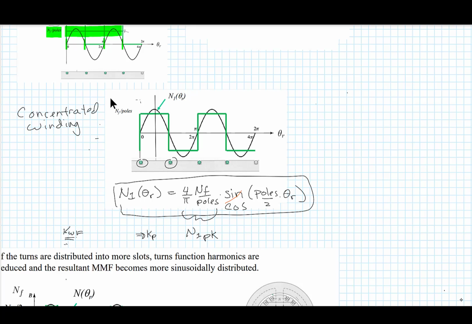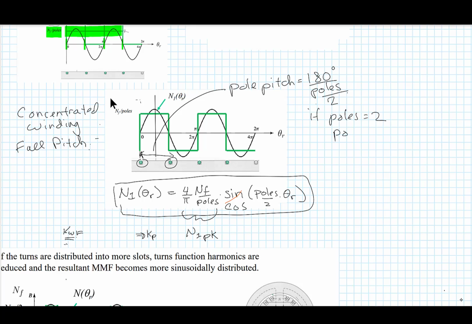The second thing is this type of winding that we're looking at would be called a full pitch winding, which means that the distance between the supply and return of each coil is one pole pitch. The pole pitch is defined as 180 degrees divided by the number of pole pairs. So if poles equal 2, the pole pitch is 180 degrees.